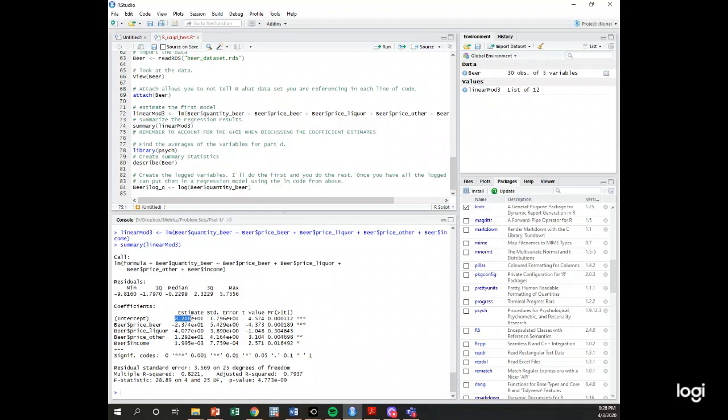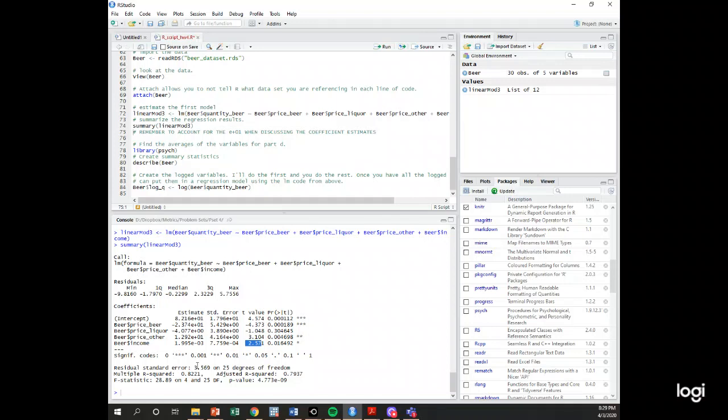The intercept here is equal to 8.216 with a standard error of 1.796, t-value 4.574, so that's significant. This one's significant as well. It's greater than 1.96. This one is not necessarily significant, depending on your critical value. For 95% confidence, it's not significant. This one is significant, and this one is significant as well.